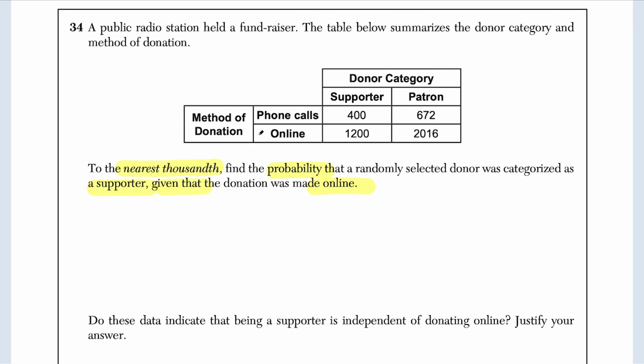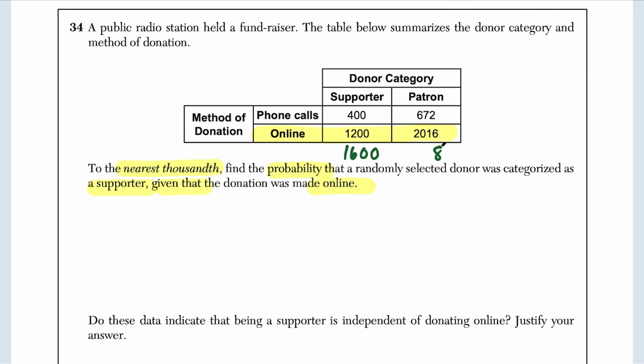That tells us to just focus on this row here, and we want to calculate the probability that we have a supporter in this row. So what I like to do for these questions first is find the totals. So here we have how many supporters. We would just add 400 plus 1200, and that would give us 1600. And then we could add the patrons here. We're doing 672 plus 2016. So this we just do by hand.